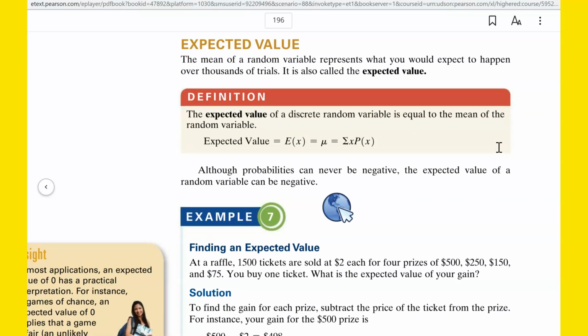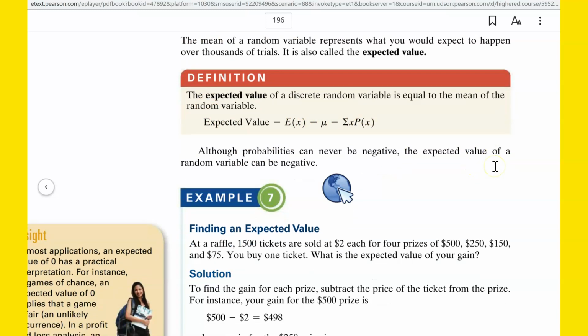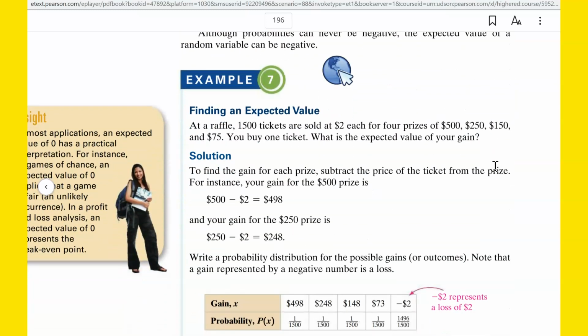Expected value. The mean of a random variable represents what you would expect to happen over thousands of trials. It is also called the expected value. The expected value of a discrete random variable is equal to the mean of the random variable. I think that's what I told you earlier. Although probabilities can never be negative, the expected value of a random variable can be negative.